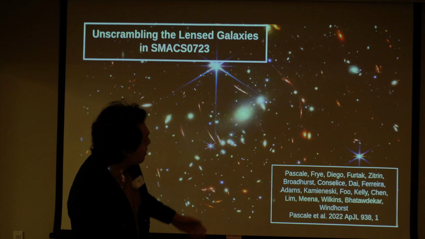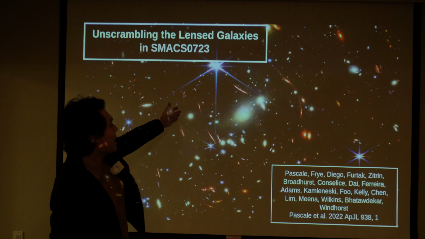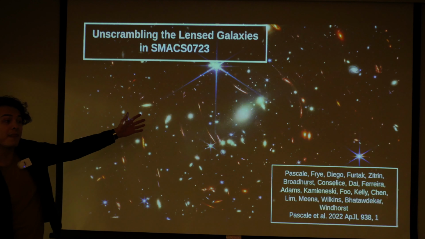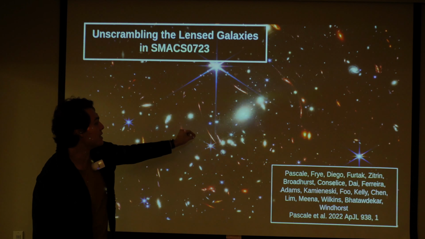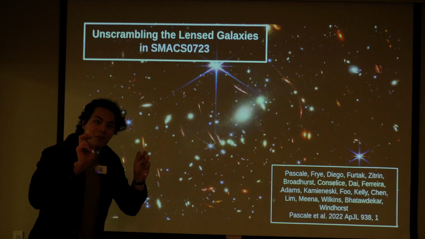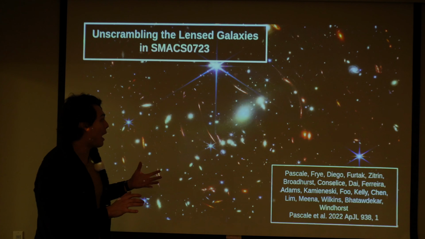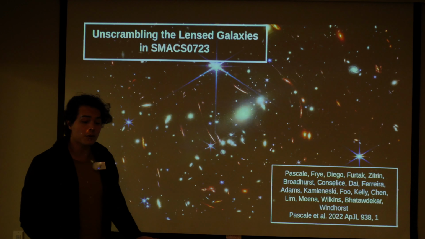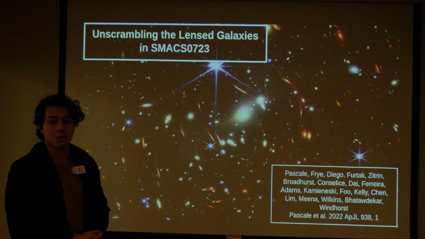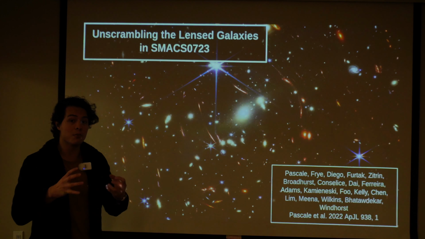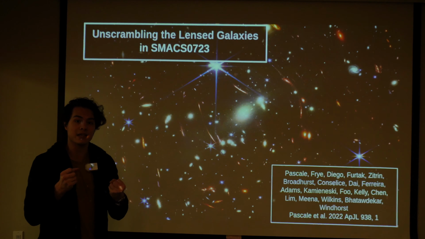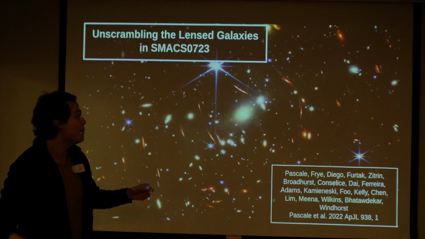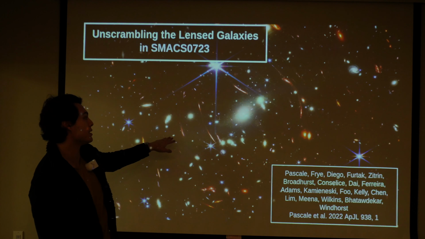So in particular, we're going to be using this cluster, SMACS0723, and the JWST data from it to pick out these lens galaxies, or unscramble them, so to speak. That's going to allow us to weigh what this galaxy cluster is. It's particularly useful to use James Webb Space Telescope for it, because that telescope is much more sensitive. It's going to be able to see things that are even fainter and even further, meaning that we can pick out even more of these lens galaxies.